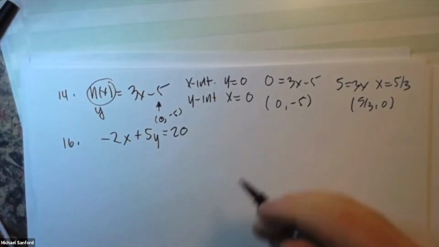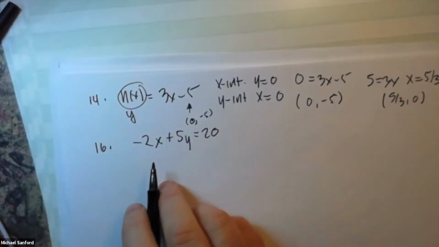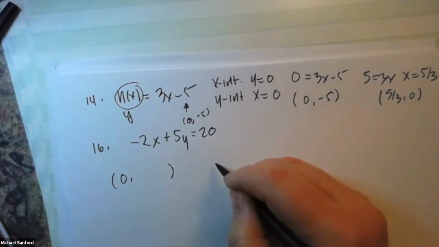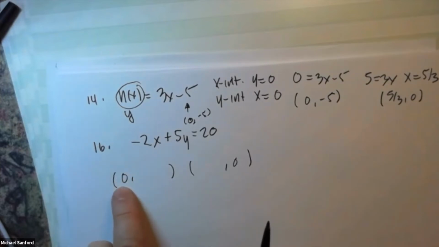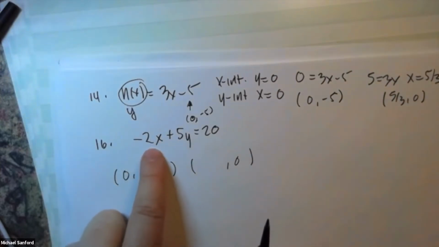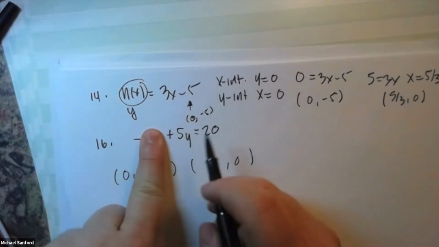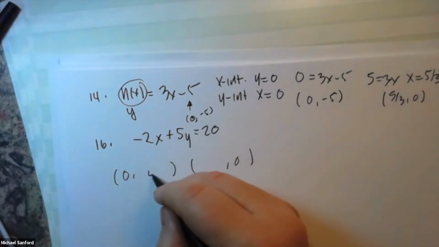Now this one, I like finding y-intercepts because you use your finger. So the y-intercept is make x 0. What do you do when you make x 0? That's -2 times 0 is 0, so it's gone. So I just put my finger over it and ask myself, what do I multiply 5 by to get 20? Well, that's 4.